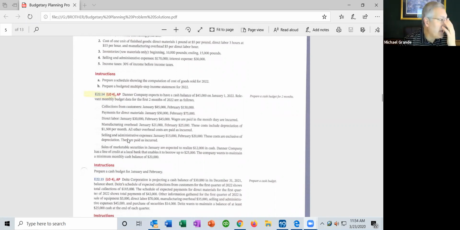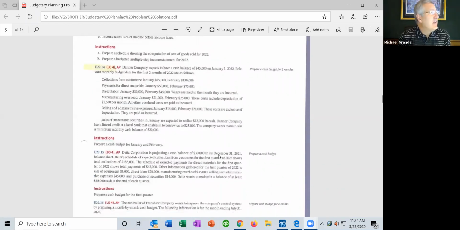What did they say here? Again, manufacturing overhead, January 21,000, February 25,000. These expenses include depreciation of $1,500 per month. Because it's included, we need to subtract it when we prepare the cash budget. Next item, selling and administrative expenses, January 15,000, February 20,000. These costs are exclusive of depreciation. What does that mean? It means it's not in there. There's no depreciation expense in there. Don't have to make any adjustment.